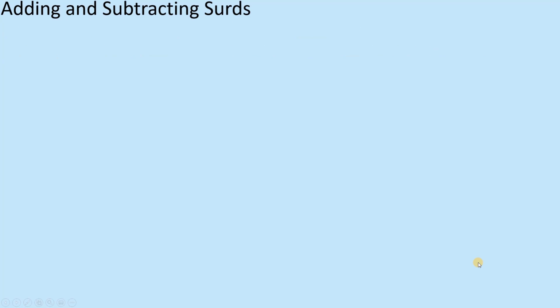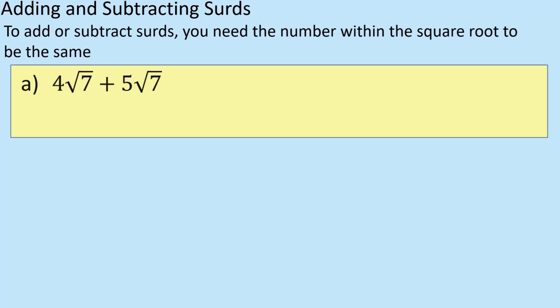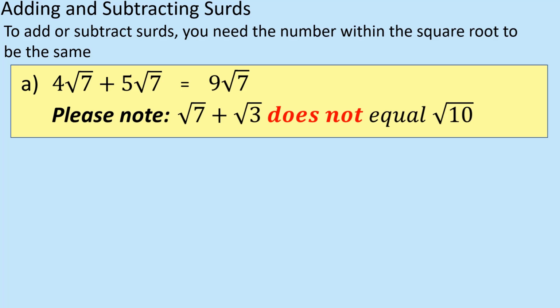Now, adding and subtracting surds: as long as the surd inside is the same, then we can do it, but it's based purely on the number that's outside. If you assume root 7 is just a random letter, let's say x, it's like 4x plus 5x, which would be 9x. That's exactly what you do: you get 9 root 7. It's like 4 of something and 5 of something is 9 of something, because you don't know what root 7 is, so we don't bother.